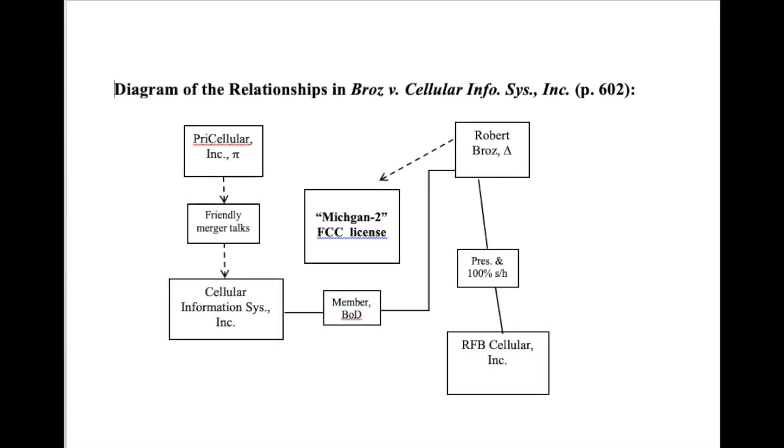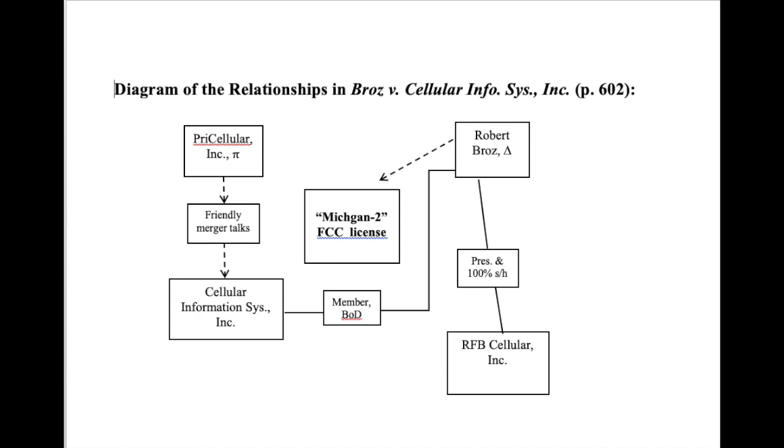That, however, is where things start getting just a little hairy, because it turns out that even as Braz was trying to get the Michigan 2 license, and Pry Cellular was too, Pry Cellular was in the business of trying to acquire Cellular Information Services. These two things seem to be unrelated. They just happen to occur at the same time.